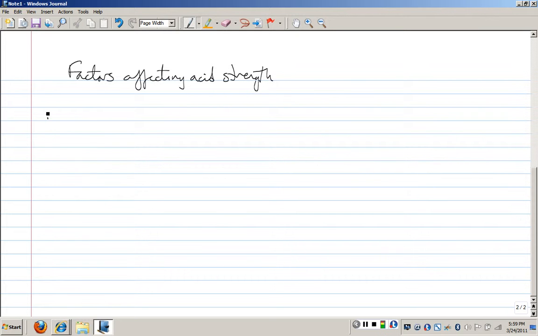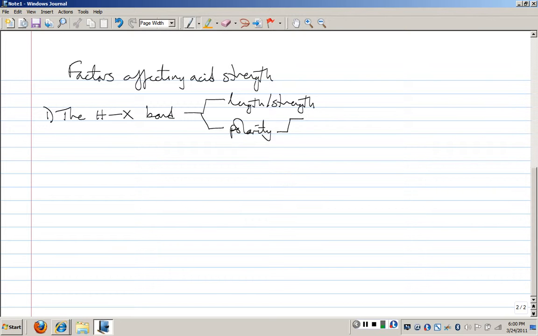And we said that those factors were, one, the HX bond, or the HA bond, doesn't really matter. We looked at this in terms of both the length of the bond, which of course is also the strength of the bond, and we also looked at the polarity of the bond. In polarity, we're looking both at the degree of polarity, that was how polar is the bond, and also the direction of polarity. In other words, where does the delta plus charge lie?